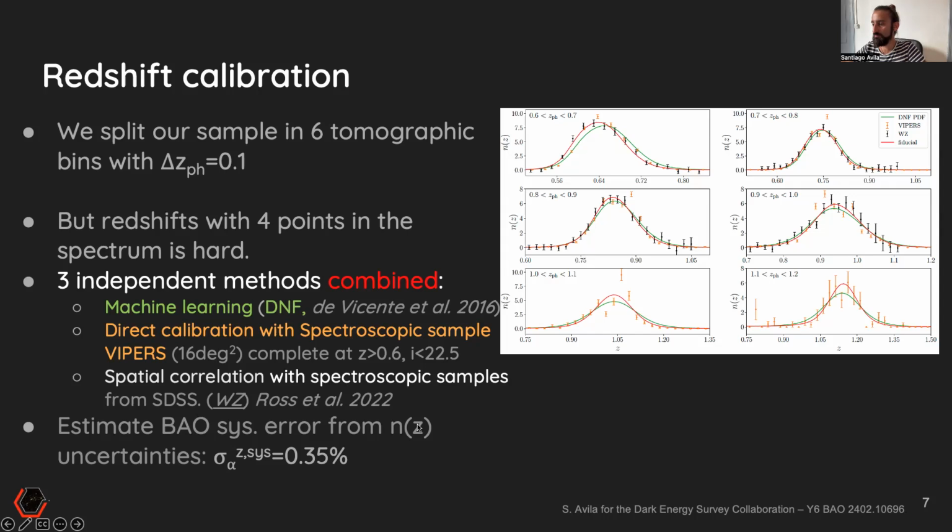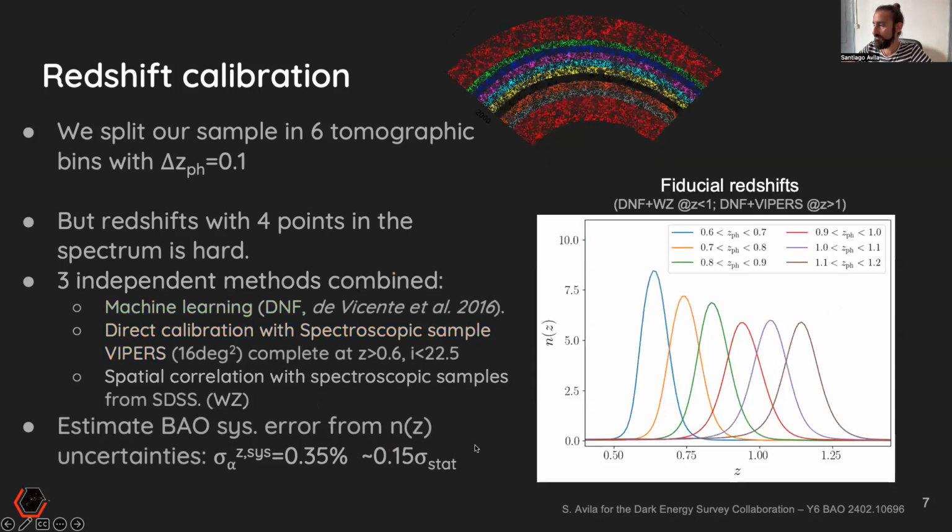So eventually we combine them together, and these variations also allow us to estimate some error that might be coming from these possible variations of the different N(z)s. We see that this error is well below the statistical error bars, and eventually we end up with these 6 tomographic bins with these redshift distributions.